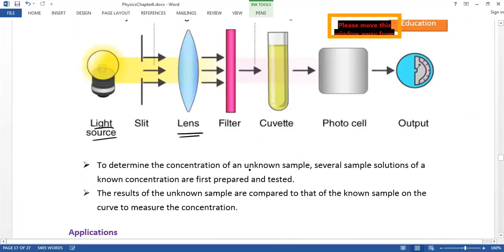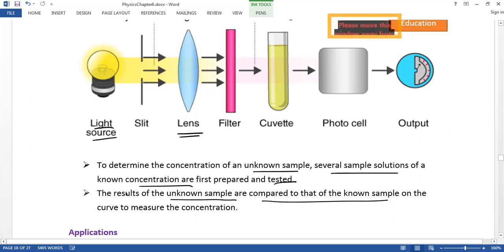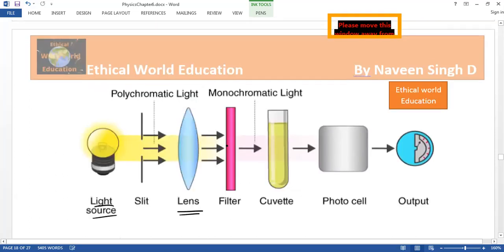To determine the concentration of an unknown sample, several samples of known concentration are first prepared and then tested. The results of known concentrations are compared with the unknown concentration. That is, the unknown concentration sample will be compared with the known samples on the curve to measure the concentration. So this is the working principle of the colorimeter.